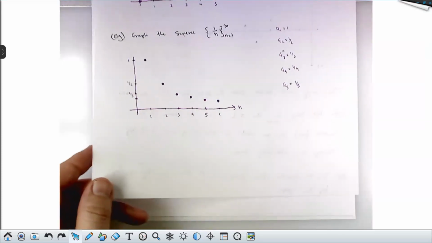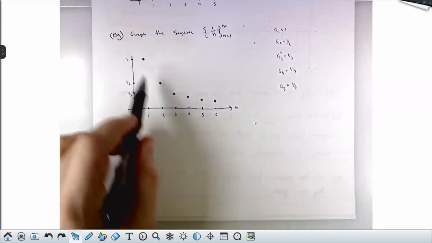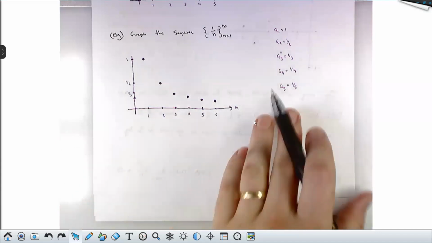The bottom sequence down here, 1 over n. The limit of this guy would also be 0. These guys are getting closer and closer to 0 as we go further to the left.